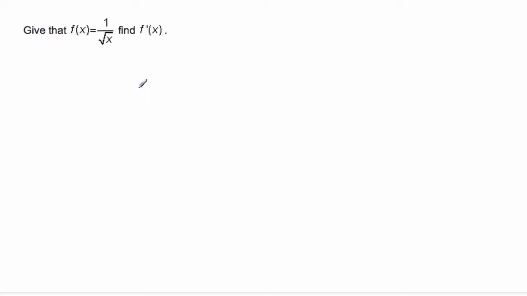Hey there, in this problem we're given a function f of x, which is 1 over root x, and we're just asked to find the derivative. We're not going to use first principles, but we're going to use what's called the power rule, which means if f of x is equal to x to the a, where x is the variable and a is some constant, then f prime is a x to the a minus 1. Okay, so we just have to get it into this form where we have x to the a.